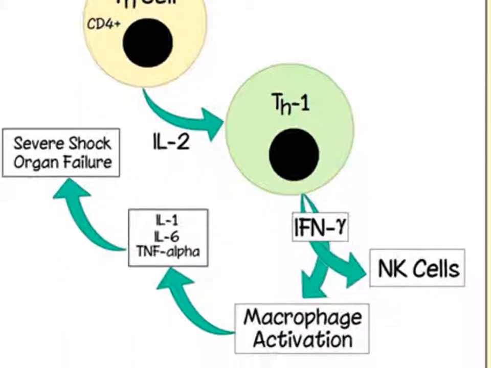And then I'm showing how production of interleukin 2 by this T helper cell will cause formation of the Th1 cells and will cause formation of interferon gamma by these T helper 1 cells, that they activate and cause production of more natural killer cells. Then they also activate macrophages, and I'm showing how the macrophages produce interleukin 1, 6, and tumor necrosis factor, and how these factors cause formation of severe shock and organ failure. So let's go through this together.